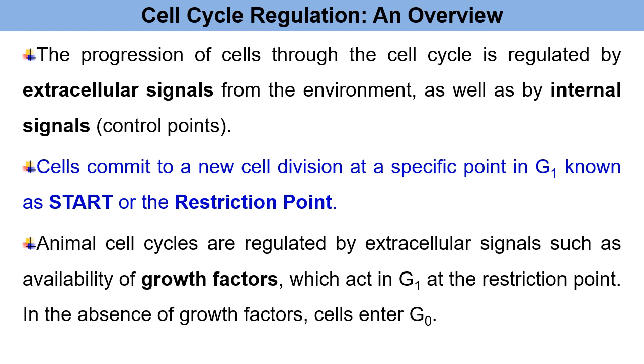If we consider the animal cell cycle, it is found to be regulated by extracellular signals such as availability of growth factors, which act in G1 phase at the restriction point. In the absence of growth factors, cells enter G0 or the quiescent stage. In case of budding yeast or Saccharomyces cerevisiae, the cell cycle is regulated by external signals such as nutrient availability, which act in G1 at the point which is known as start.